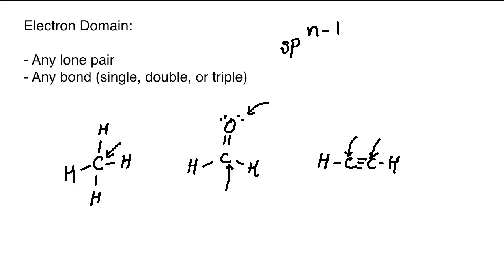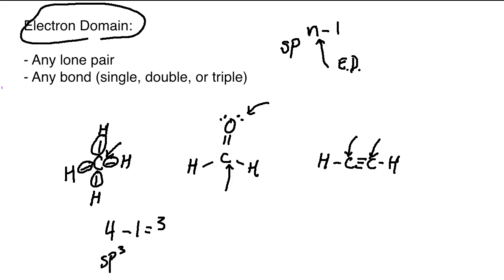So if we take a look at this here, this carbon has a single bond, that's 1 electron domain, a single bond, 2, 3, 4. So there are 4 electron domains. 4 minus 1 is equal to 3. So this must be sp3 hybridized. Okay, simple as that. Now again, let's clarify, n is equal to the number of electron domains, right? Electron domains.